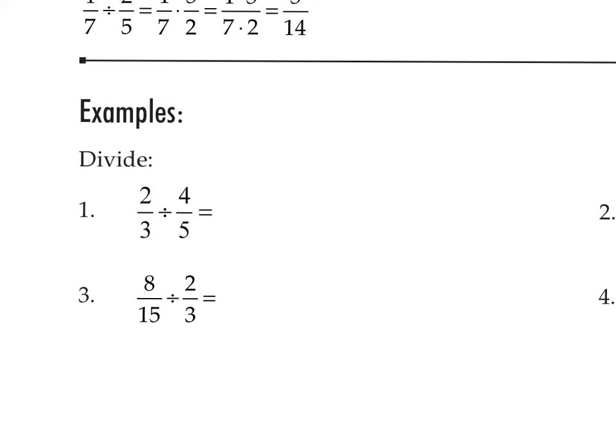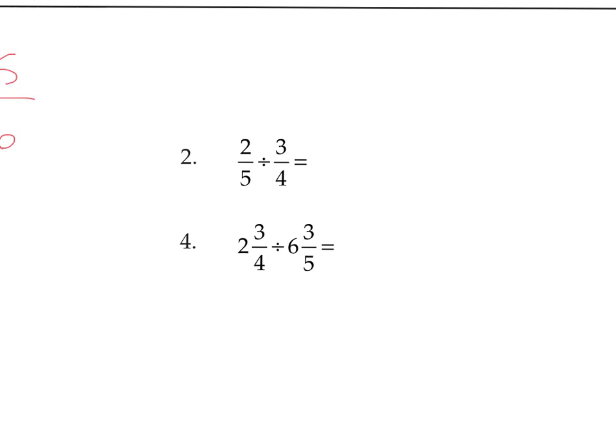So we're going to try this one. We're going to keep, change to multiply, and flip. Before I multiply, I like to cross cancel, so I'm canceling the 2 with the 4. They're both divisible by 2, and that gives me 1 times 5, 3 times 2, or 5/6.